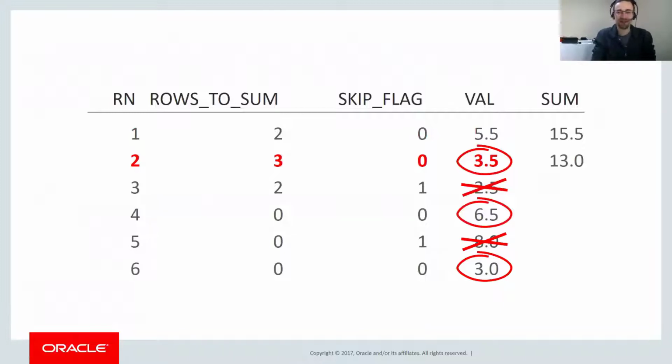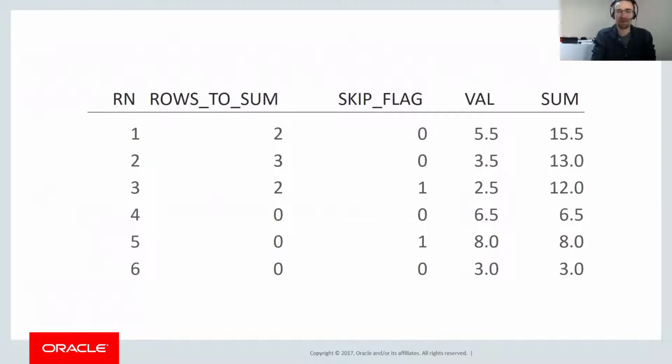Do note, for the row where the skip flag is set to 1, it always includes its own value in the total. So if we look down at row 5, it has a value of 8 because it always includes its own value, even though it's being ignored. It's just everything before it that will exclude that value.